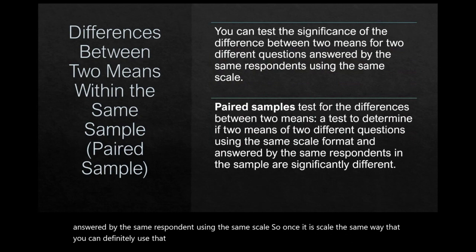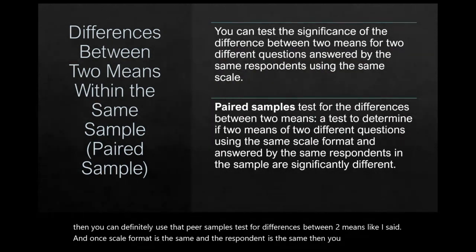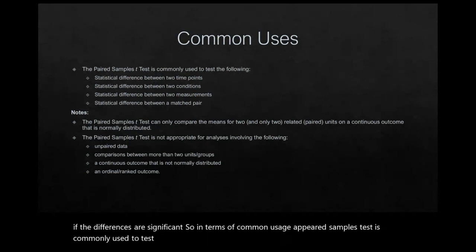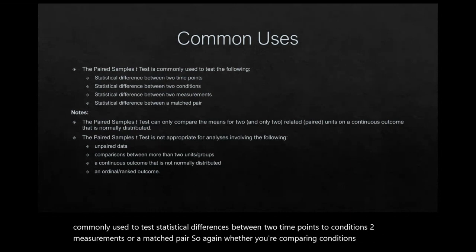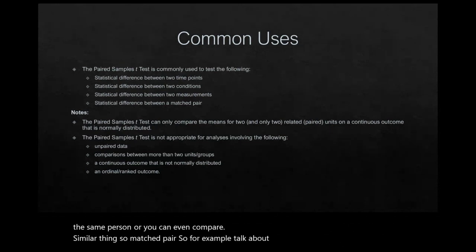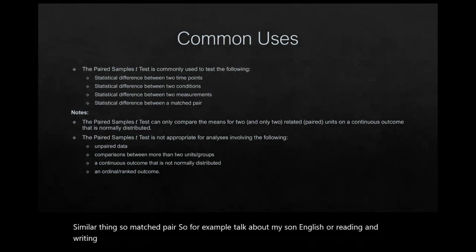Paired samples test for differences between two means, like I said. And once the scale format is the same and the respondent is the same, then you can check to see if the differences are significant. So in terms of common usage, the paired samples test is commonly used to test statistical differences between two time points, two conditions, two measurements, or a matched pair. So again, whether you're comparing conditions, you're on the same person, or you can even compare similar things, so matched pairs. So for example, we talk about math and English, or reading and writing, or oral and written communication, for example.